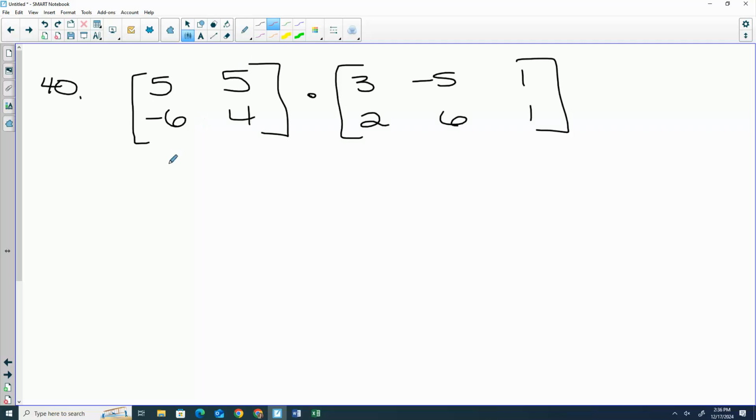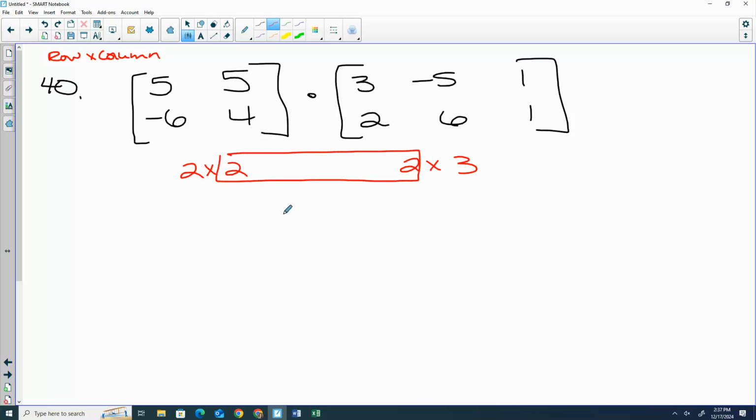First, we have to make sure we can multiply them. To do that, we do the size. Remember, size is row by column. So this one is 2 rows and 2 columns. This one is 2 rows and 3 columns. If these numbers match, we can multiply. So we can multiply. This tells me my final answer will be 2 by 3. So 2 rows, 3 columns.